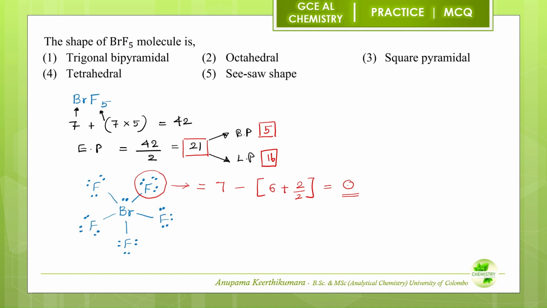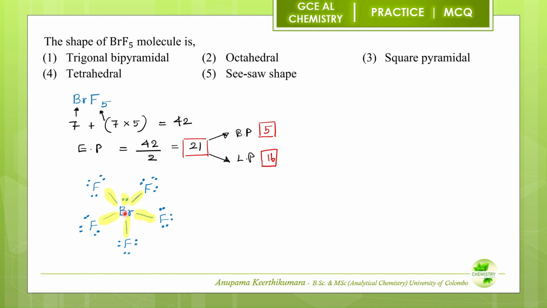Next, we will calculate the formal charge of bromine. There are 7 valence electrons minus number of electrons in lone pairs is 2 plus number of electrons in bond pairs divided by 2. There are 5 bond pairs. Therefore, the total number of electrons in the bond pairs is 10. You need to divide by 2. 10 divided by 2 is 5. 5 plus 2 is 7. 7 minus 7 is 0. Therefore, the formal charge of bromine is 0. This is the Lewis structure of BrF5 molecules.